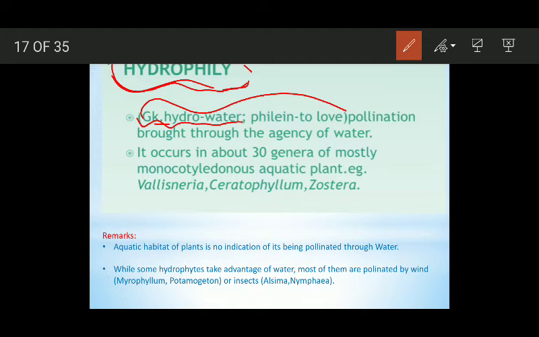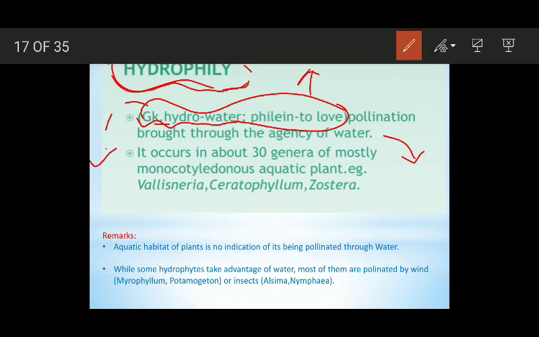The meaning of hydrophily: hydro means water and phily means to love. Those plants which love to get their flowers pollinated using water are known as hydrophilous plants. The process of using water to achieve pollination is known as hydrophily. It is a way of pollination when the plants use water to get their flowers pollinated.